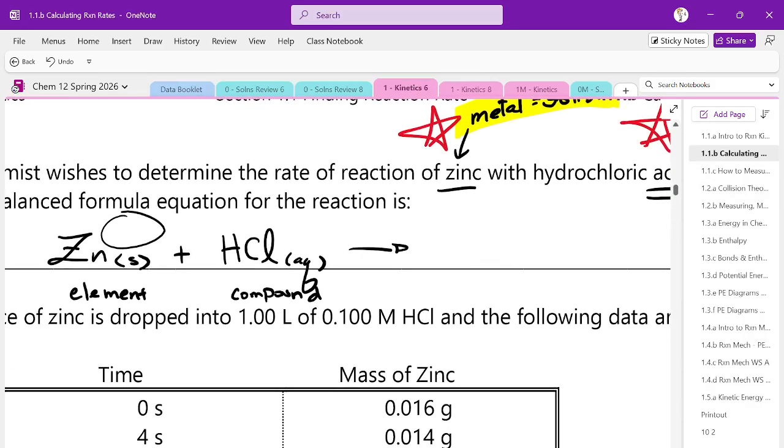All right, so we've got zinc, HCl. So that is going to then become, zinc would be a 2 plus ion when it becomes an ion.